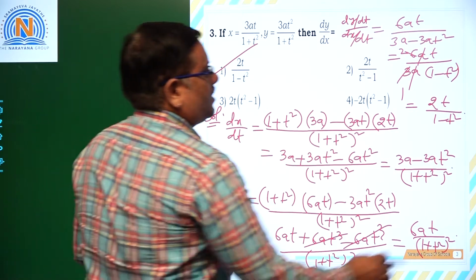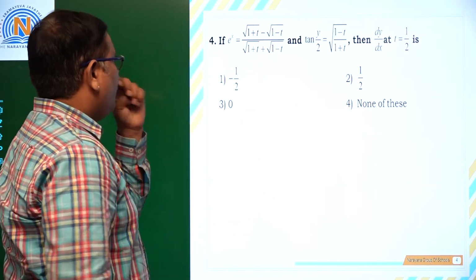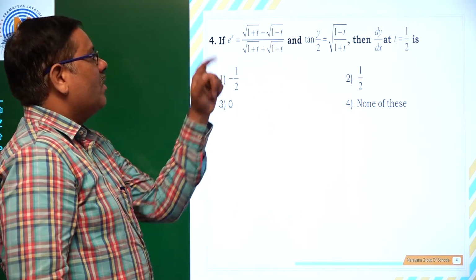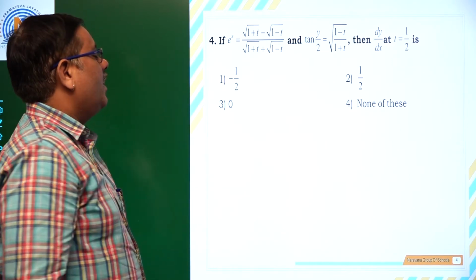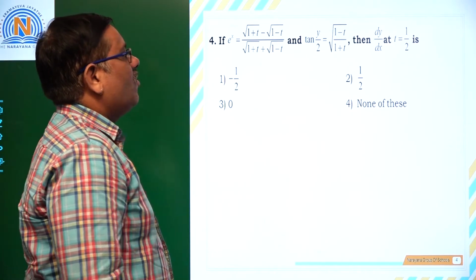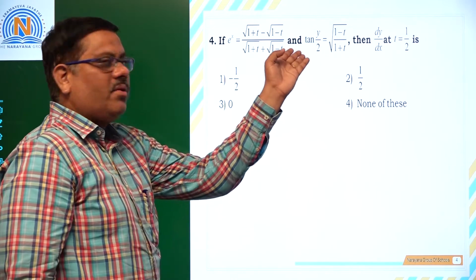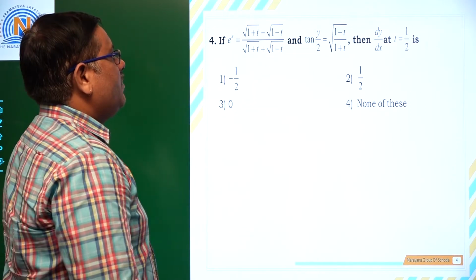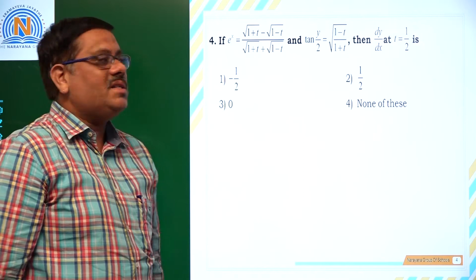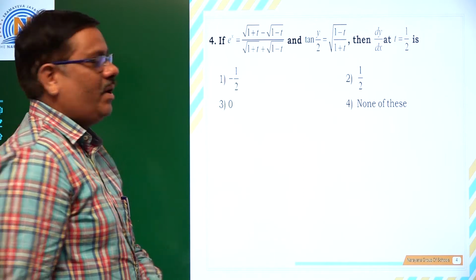Fine. Let us see the last question. If e power x is equal to root over 1 plus t minus root over 1 minus t, by root over 1 plus t plus root over 1 minus t. Similarly, tan y by 2 is given as root over (1 minus t) by (1 plus t). Then what is dy by dx at t equal to 1 by 2?